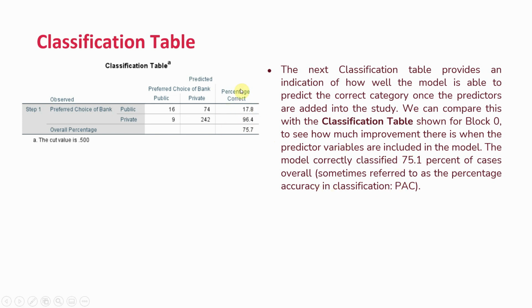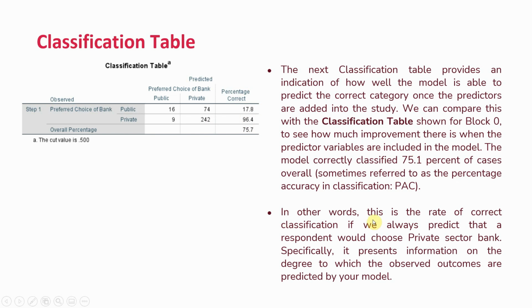Now based on your data, this tells us how well the model is able to predict the correct category. By the model, we mean our independent variables predicting the dependent variable category. In other words, this is the rate of correct classification if we always predict that a respondent would choose a private sector bank. So how many times would we be correct? This is our correct percentage. Specifically, it presents information on the degree to which the observed outcomes are predicted by your model.